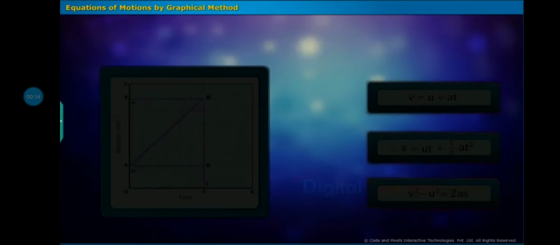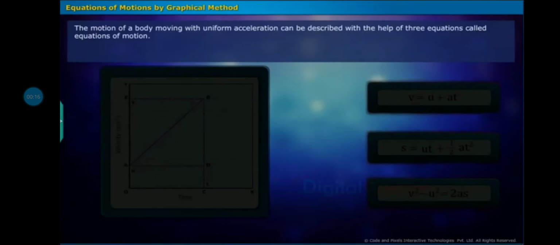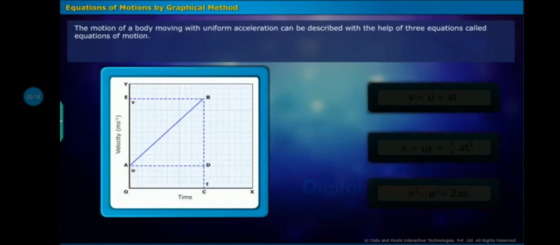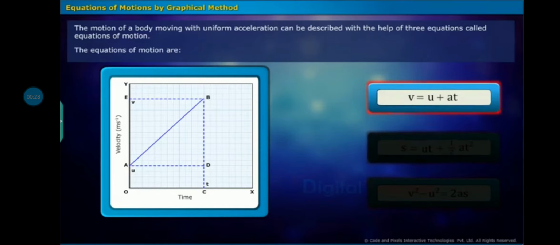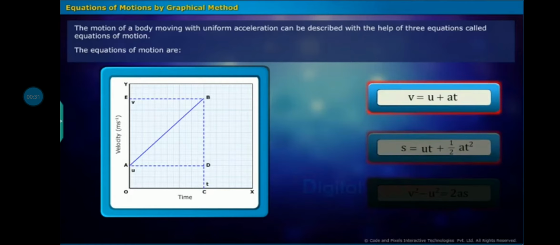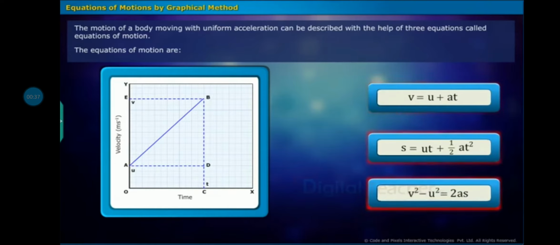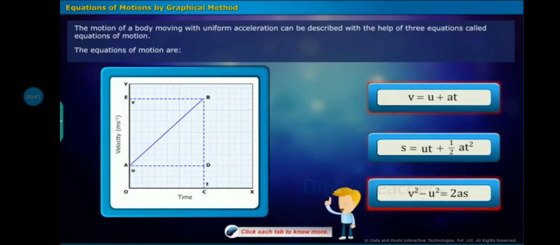Today's topic is equation of motion by graphical method. The motion of a body moving with uniform acceleration can be described with the help of three equations called equations of motion. The equations of motion we have already read: first, v is equal to u plus at; second, s is equal to ut plus half at square; and third, v square minus u square is equal to 2as. Click each tab to know more about it.